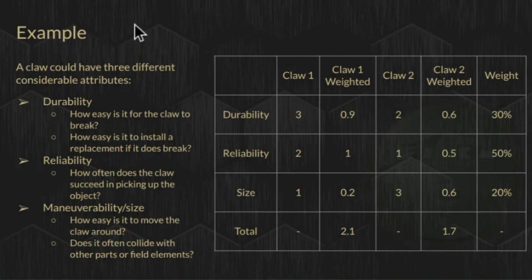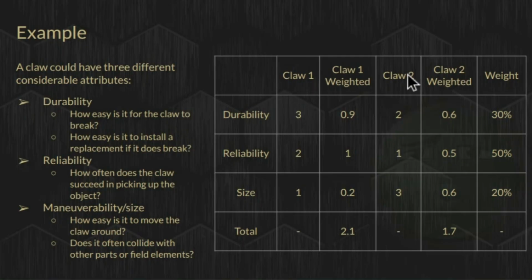So here I have an example. In this one, we're designing a claw, and the 3 attributes that we're going to consider here are durability, so how easy it is to break, reliability, how often it succeeds in actually doing what it's supposed to do, and maneuverability or size, so how easy it is to get around, how often it gets stuck.